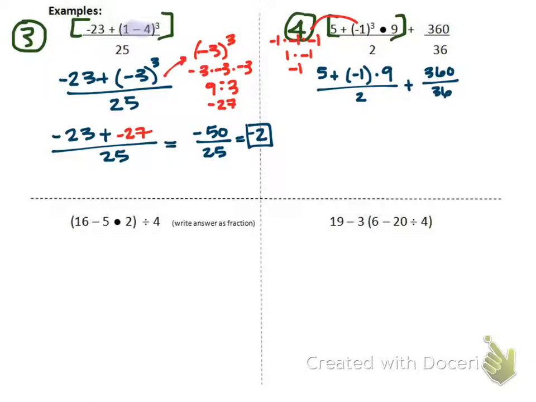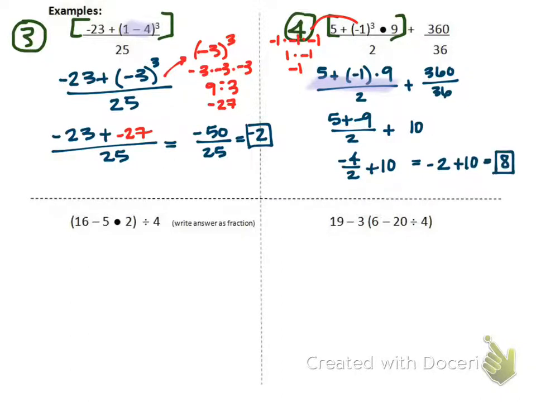I'm now going to continue simplifying the numerator, which is right here, and I'm going to multiply first, so negative 1 times 9. So my next step will be 5 plus negative 9 divided by 2 plus 10, since I have 360 divided by 36. I can simplify that numerator further to get 5 plus negative 9, all divided by 2, plus 10, giving me negative 4 divided by 2 plus 10. And negative 4 divided by 2 simplifies to negative 2 plus 10, giving me a positive 8 as my result.